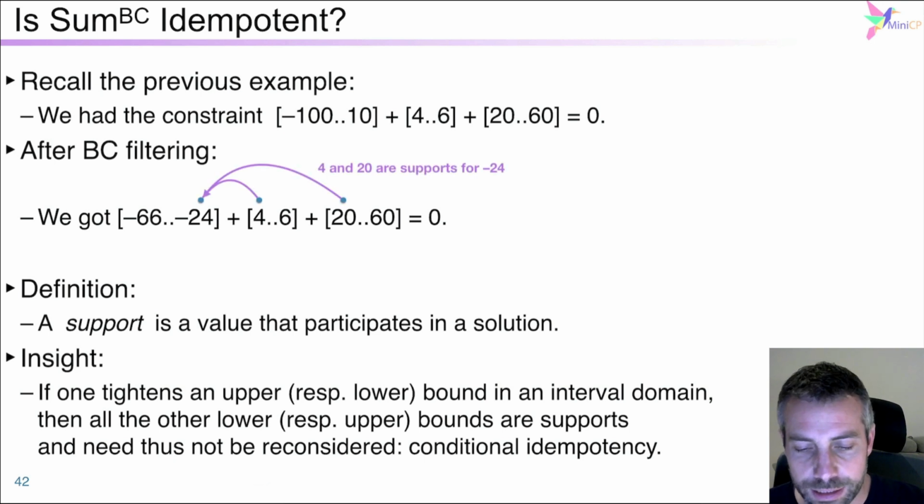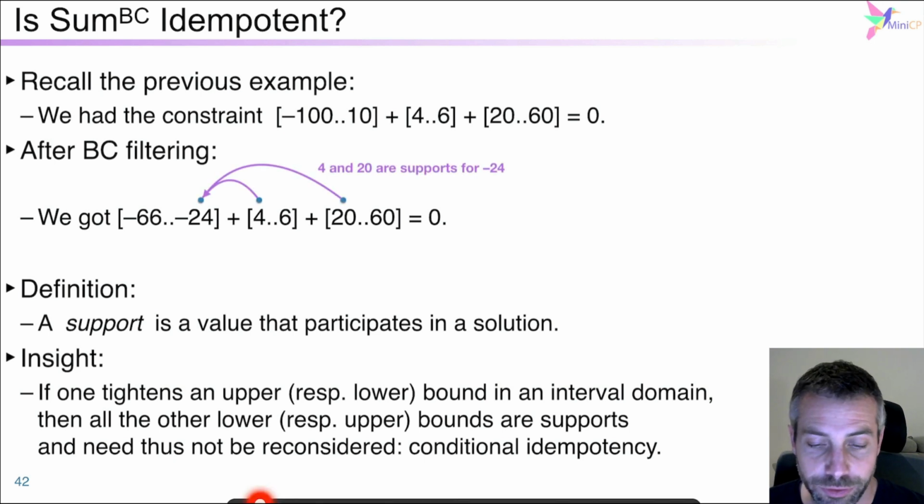Assume, for instance, that, as we did before, we have updated the maximum and the minimum of this variable x1. If we are able to update the maximum of the variable x1 to 24, it's because we use 4 and 20 as a support. Together, minus 24 plus 4 plus 20 is equal to 0. So you see that the support of that maximum value of the x1 domain is the minimum of the other two domains.